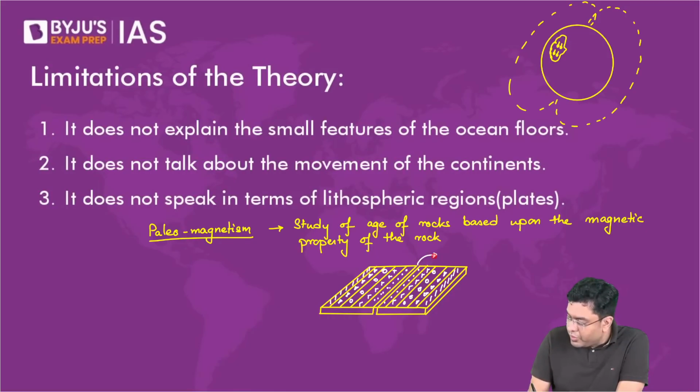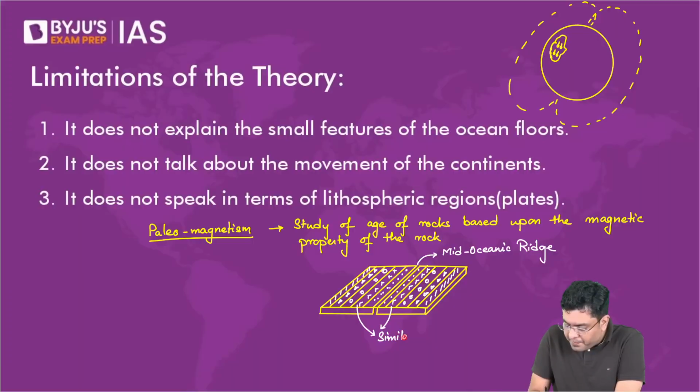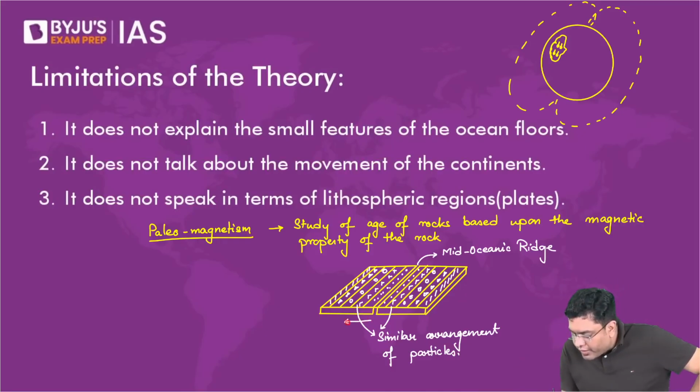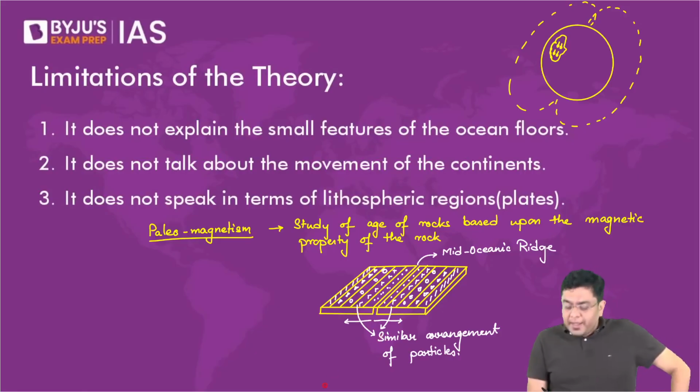This is your mid-oceanic ridge. Similar arrangement of particles. So that indicated that as you move away from the mid-oceanic ridge and are equidistant away, the age of the rocks is going to be similar.